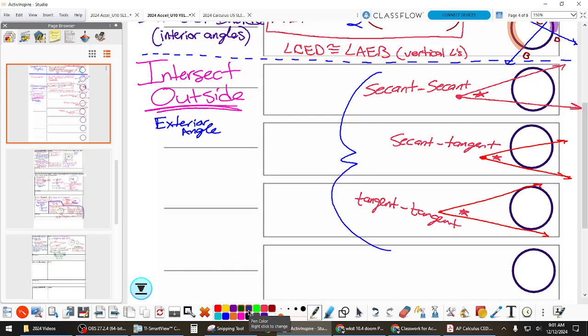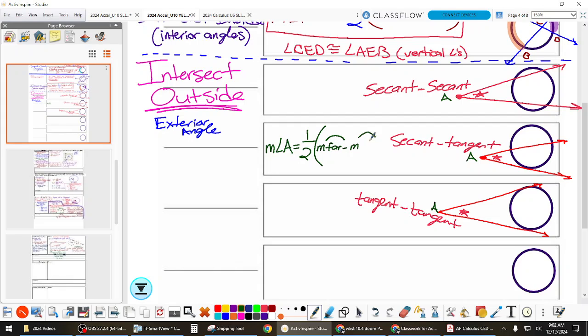And I know that's probably obvious, but do me a favor, just so we don't have to write it 3 times. Just call each of these angle A, or put an A at the point, so we can just write it once. Measure of angle A, and I'm going to have to redraw this blue thing one more time, so I can fit it on. So, measure of angle A is 1/2 the measure of the far minus the measure of the near arcs.